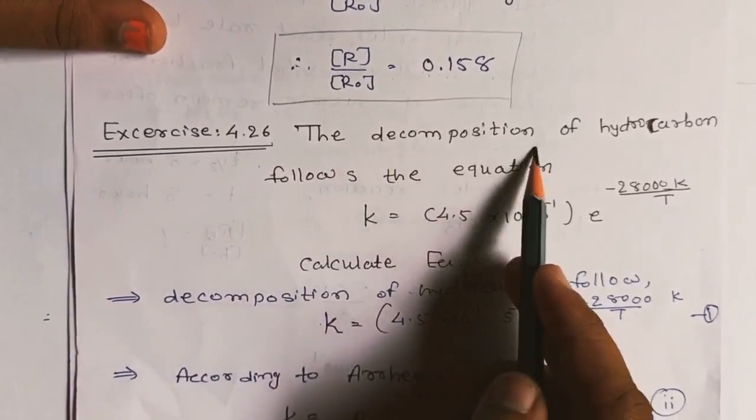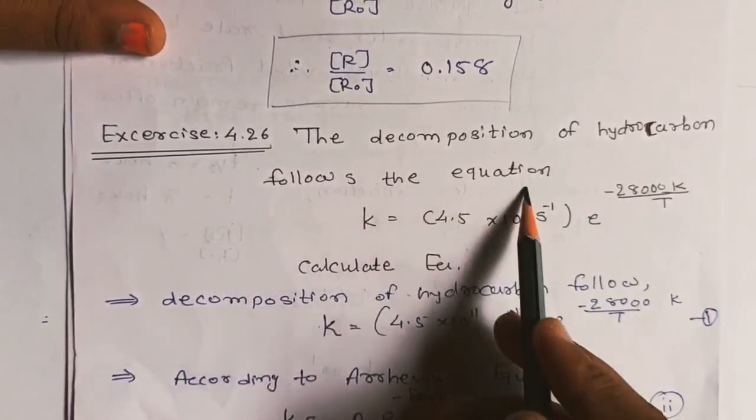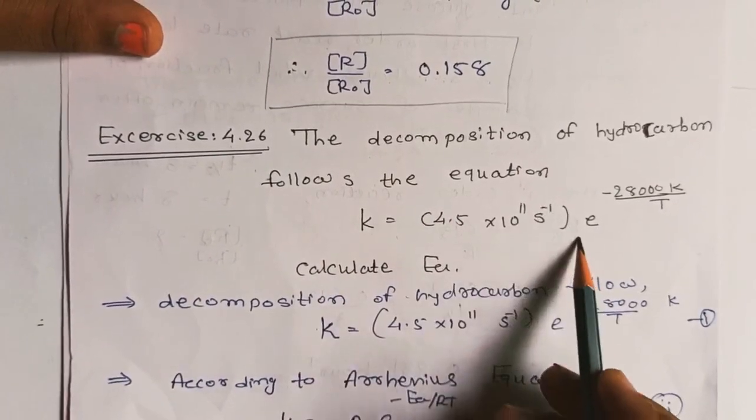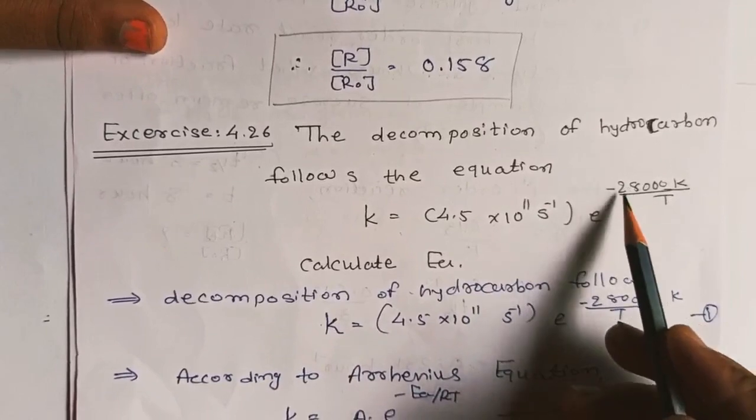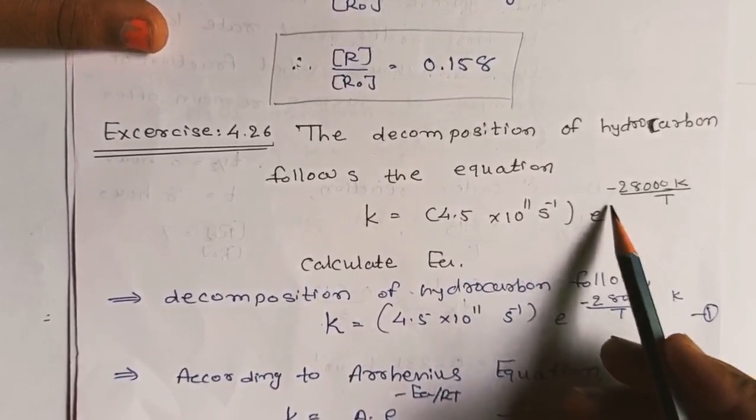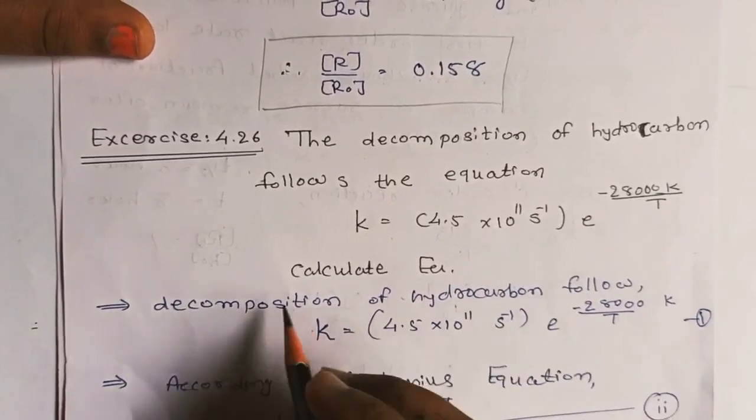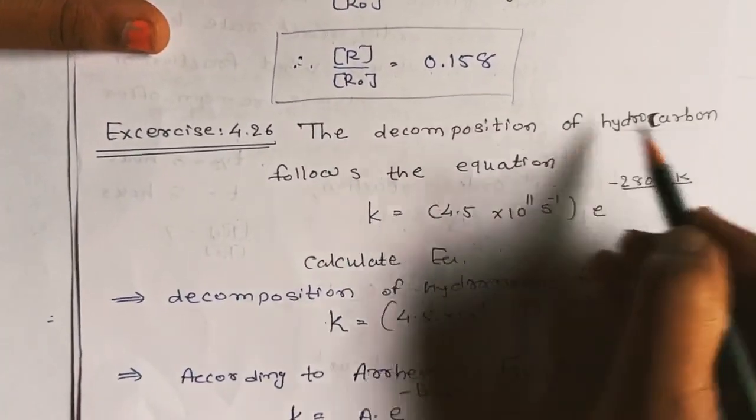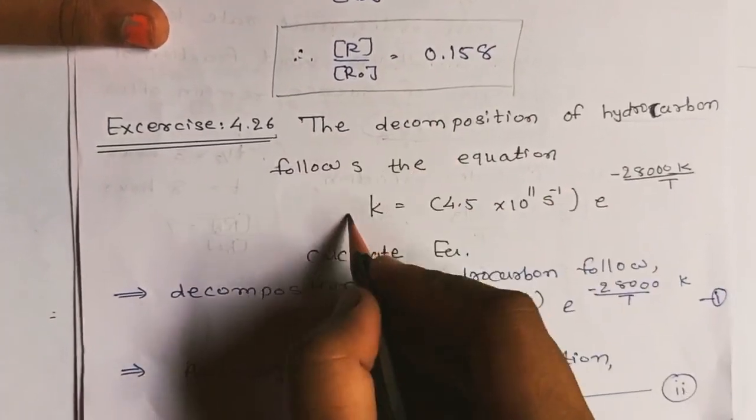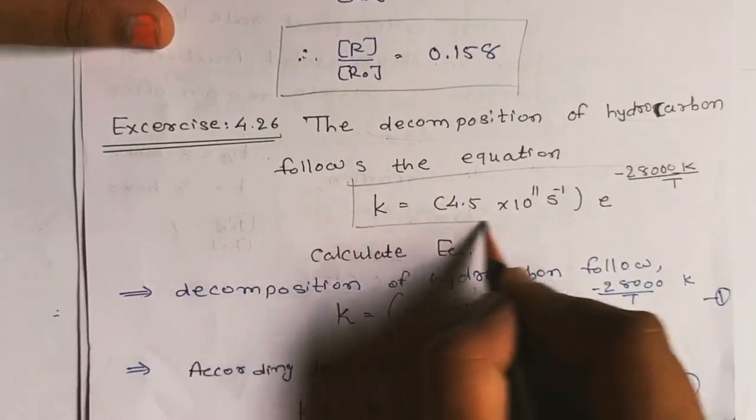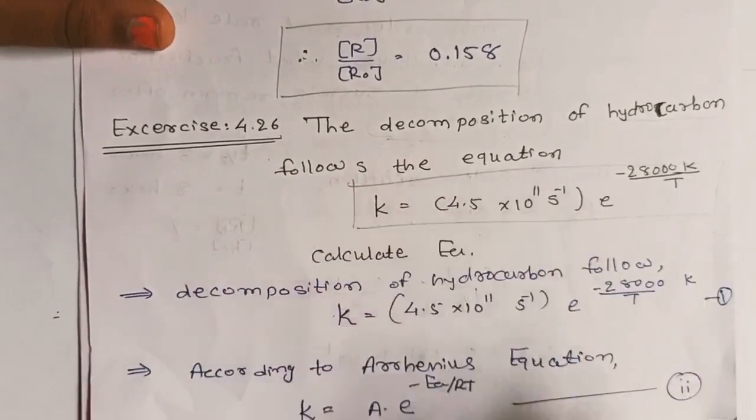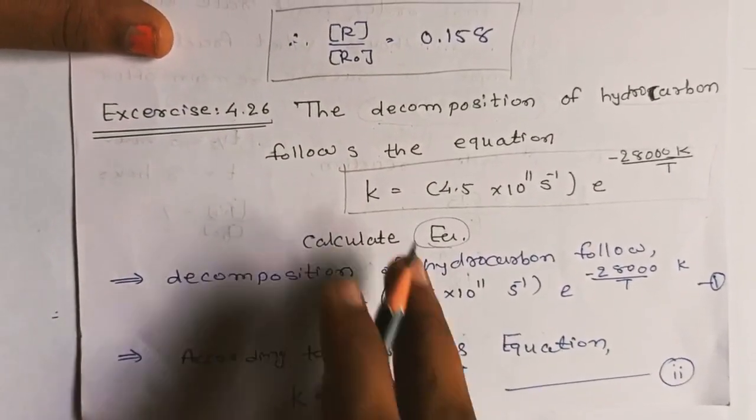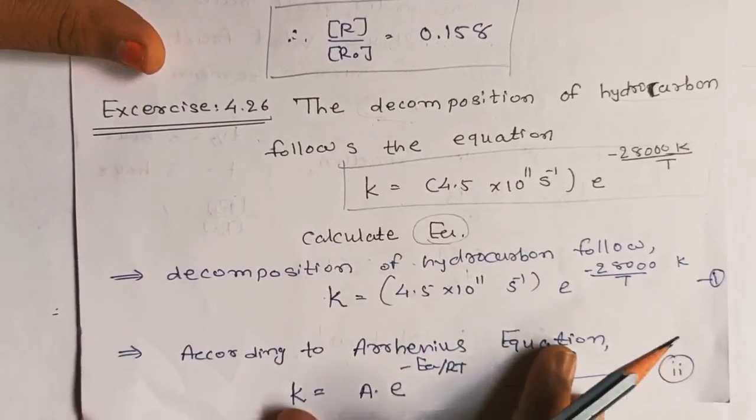Now exercise question number 4.26. The decomposition of hydrocarbon follows the equation K equal to 4.5 into 10 to the power 11 second inverse into e power minus 18,000 K divided by T. Calculate EA. Right, what is happening here is the decomposition of a hydrocarbon according to this given equation, and we have to find out the activation energy for this decomposition of a hydrocarbon, right?